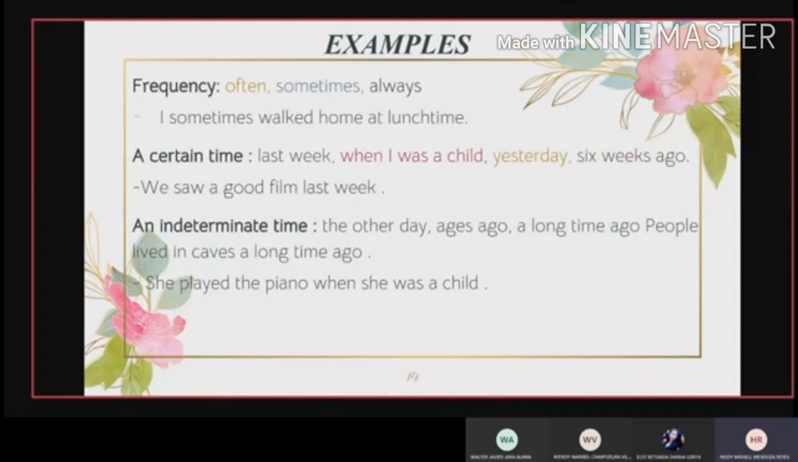For the structure, affirmative is subject plus verb past plus complement. Negative is subject plus did not plus verb base form plus complement. Question is did plus subject plus verb base form plus complement plus question mark. Okay. The simple past is used to tell about an action that happened in time before the current moment.